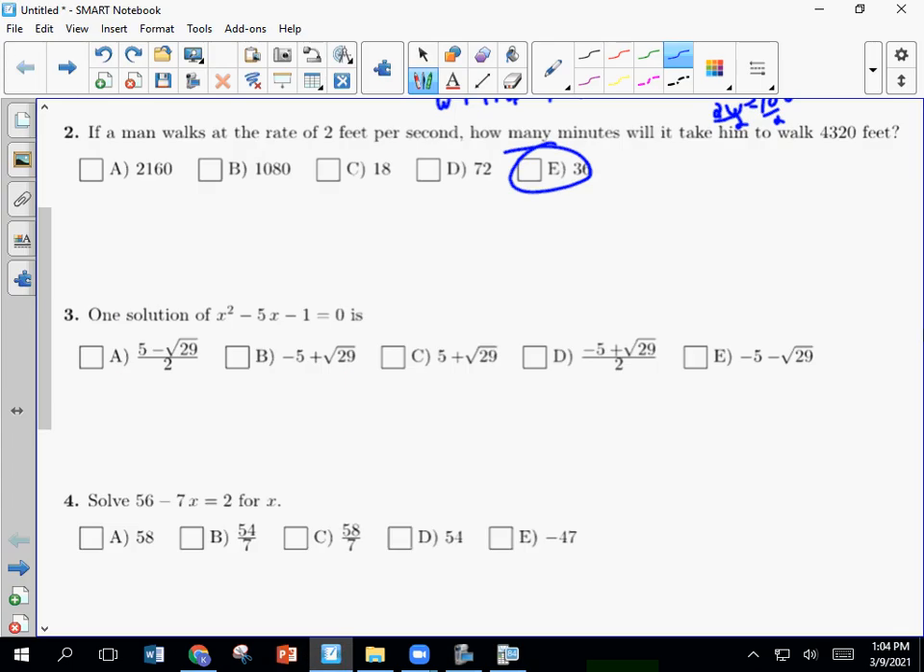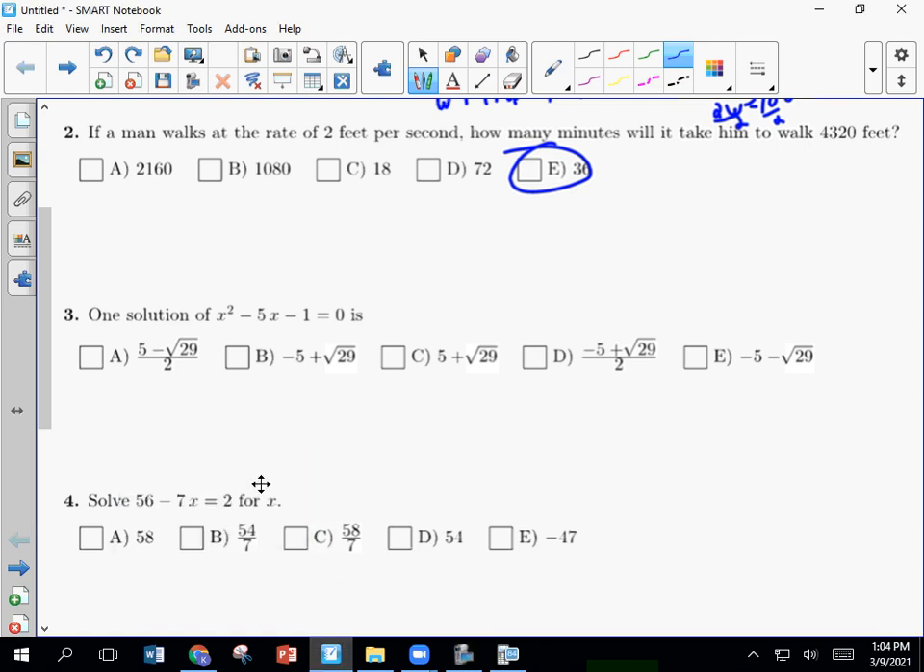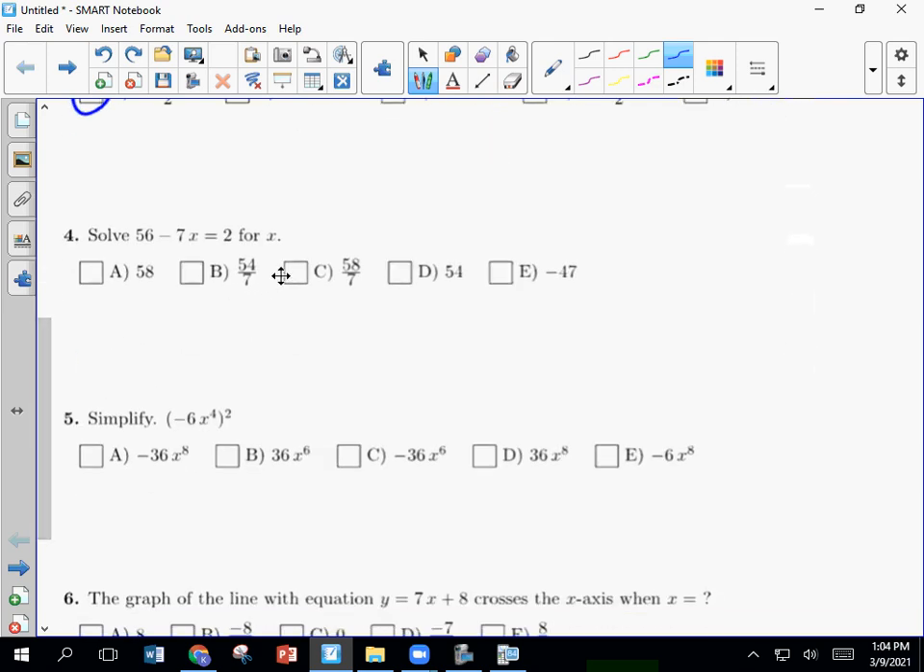So we are looking at A is our answer. All right, next one. 5 minus 7x equals 2. We're just solving this by hand.